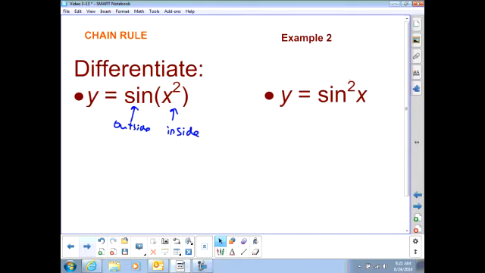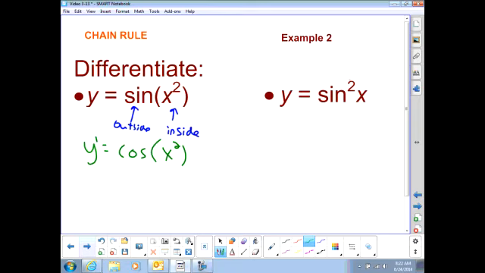So we'll do the derivative of the outside function with our regular derivative rules, keeping the inside function the same, and then we'll multiply by the derivative of the inside function. The derivative of the outside function, sine, would be cos. So we'll have y prime is equal to cos x, or sorry, in this case, cos x squared, because we're going to keep the inside the same.